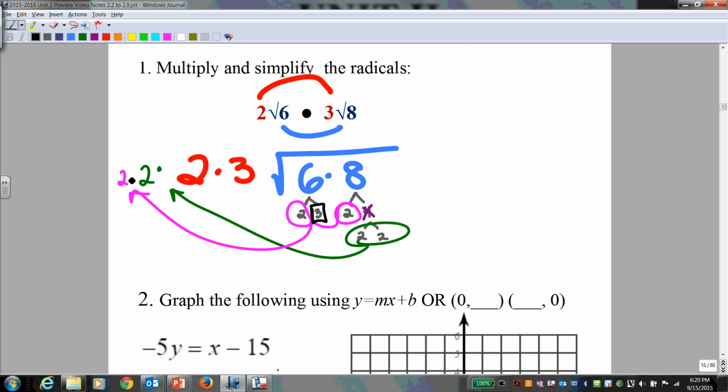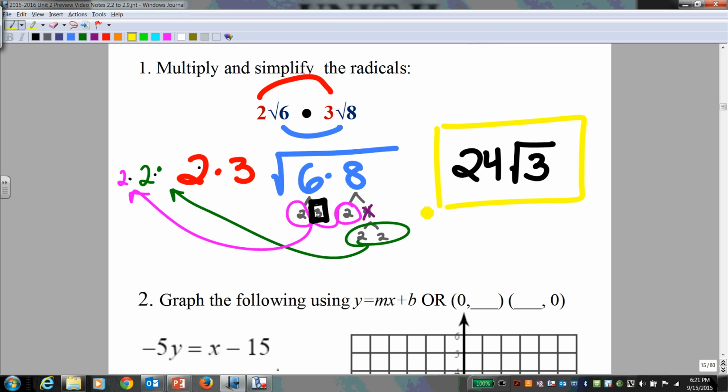So up here, that's 2 times 2 times 2. That's 8 times 3. Final answer, that's going to be 24 square root, and then right there, the 3 stays home and has pizza. So you should have gotten 24 root 3.